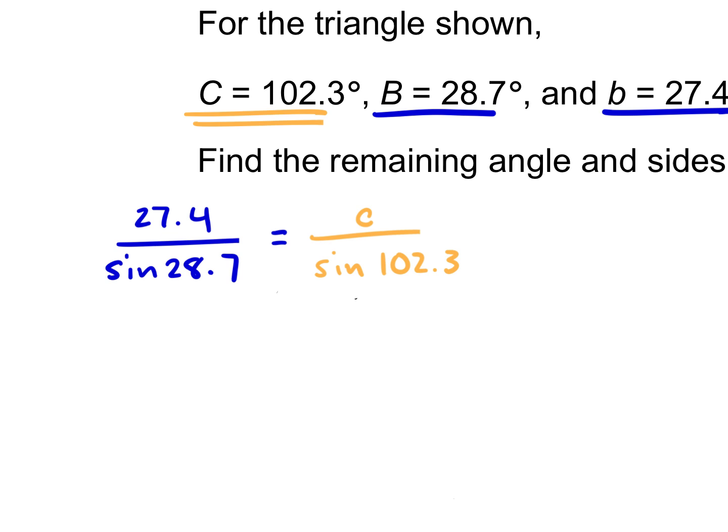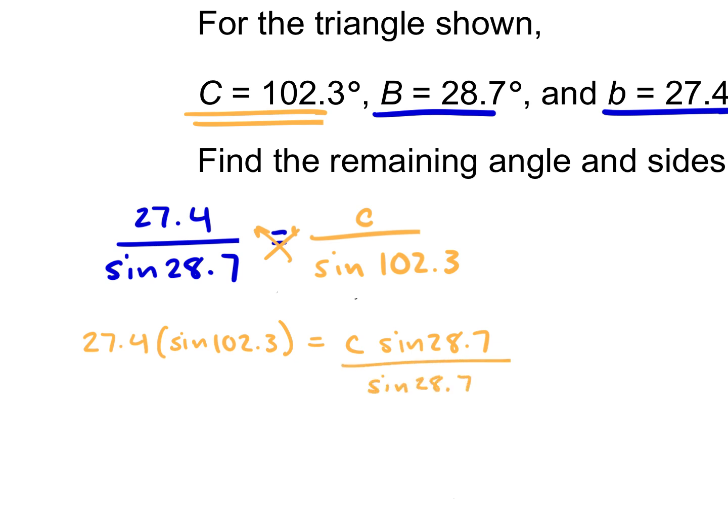Now to solve here, we're going to cross multiply. And then we want to get c all by itself. So we have 27.4 times sine of 102.3 is equal to c times sine of 28.7. Again, we have to get c all by itself, so I'm going to divide both sides by sine of 28.7. Then we're going to put this into the calculator.